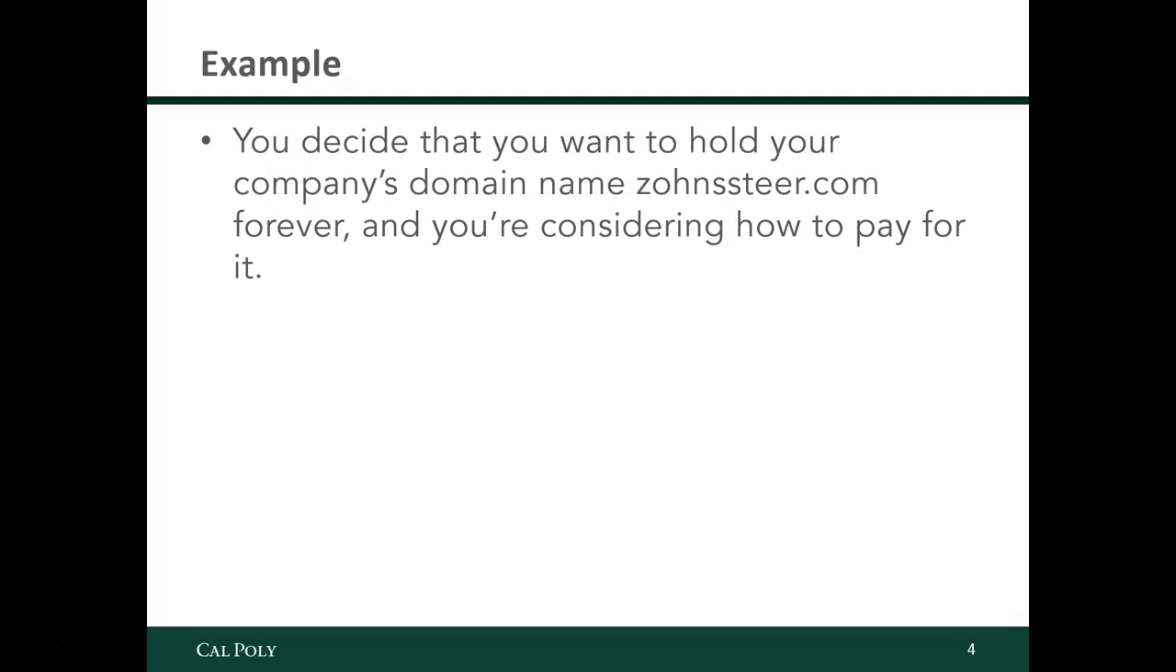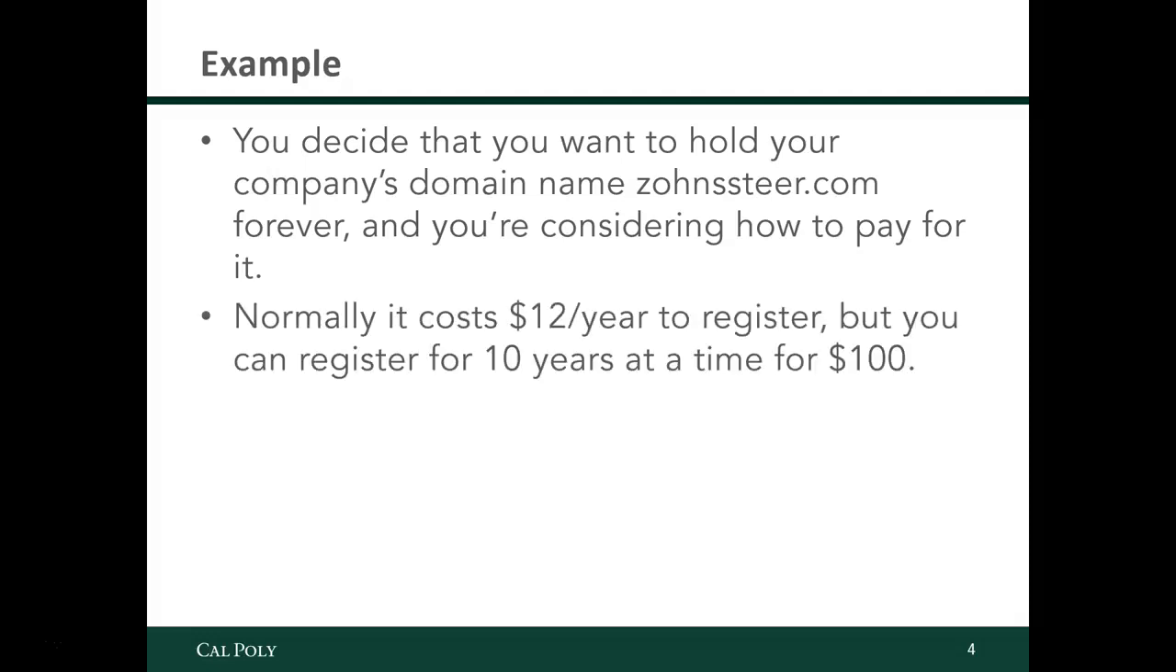So you decide that you want to hold your company's domain name, zonsteer.com, forever, and you're considering how to pay for it. So you already bought it this year. That's all taken care of. What you're trying to decide is what to do for the future. So normally it costs $12 per year to register. That's what you already paid this year, $12. But you can register for 10 years at a time for $100.